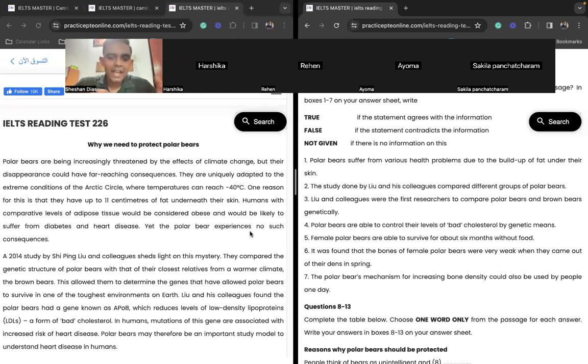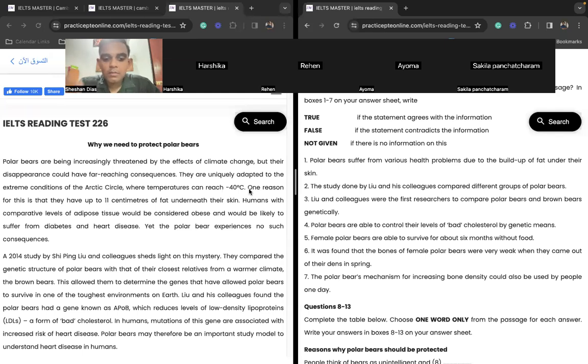Then what do we do? Now we have scanned and located. Now we have to focus read. Keep your finger and start reading clearly. Humans with comparative levels of adipose tissue would be considered obese, right? Oh no, we are reading from here. One reason for this is that they have up to 11 centimeters of fat underneath their skin. Humans with comparative levels of adipose tissue would be considered obese and would be likely to suffer from diabetes and heart disease.